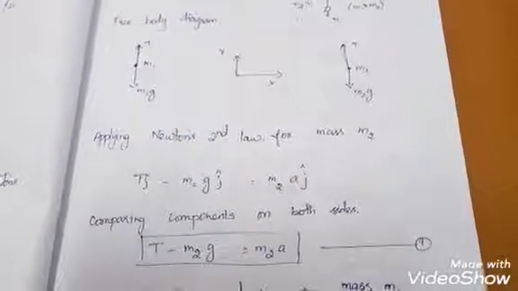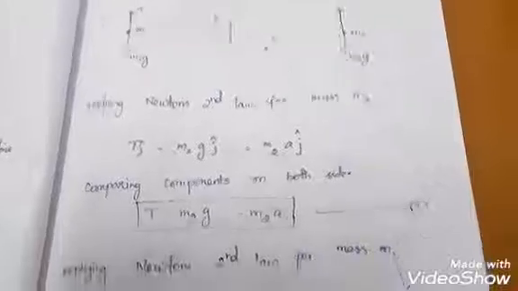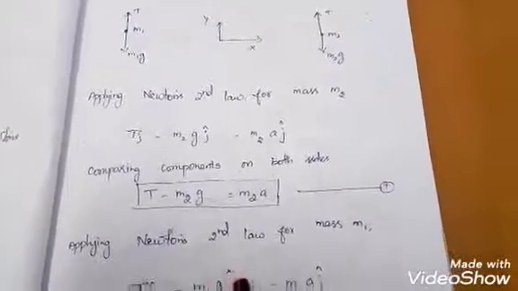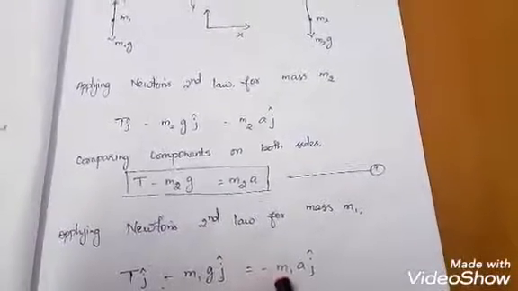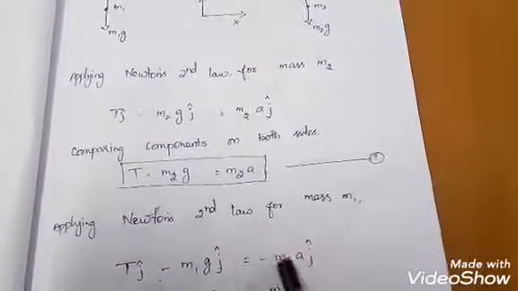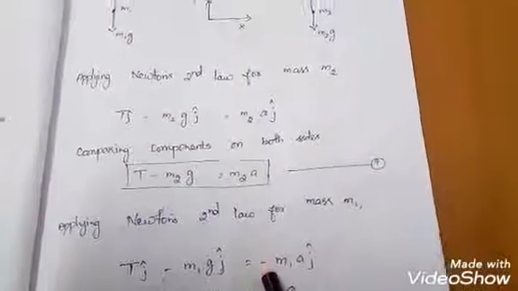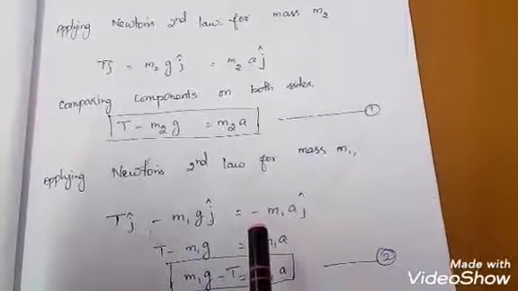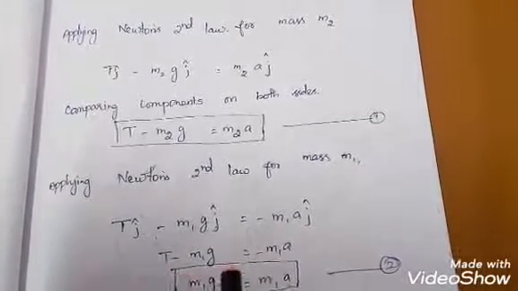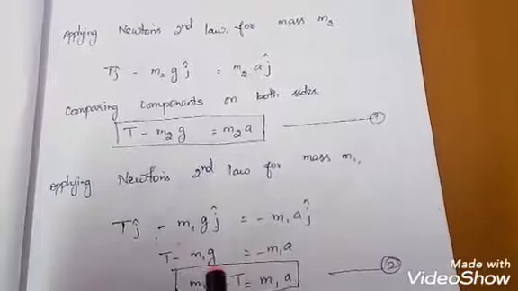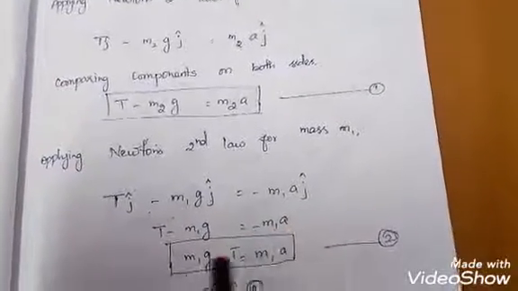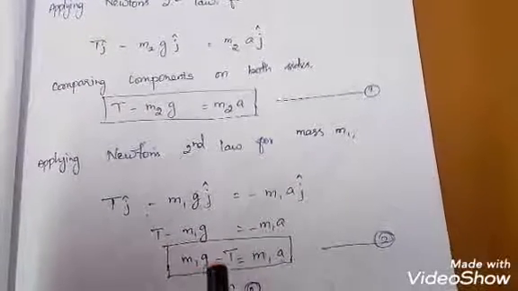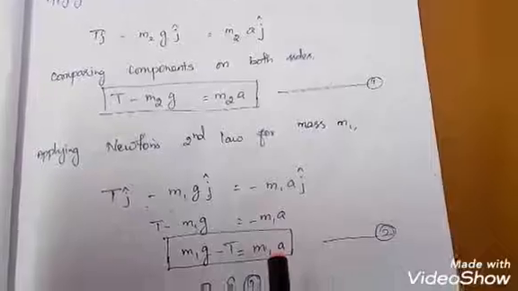The tension is in the upward direction and m1g is in the downward direction. Now we apply Tj cap minus m1g equals minus m1a j cap. Here we use the negative sign because acceleration is in the downward direction. So we compare the components and neglect the j term, and T minus m1g equals minus m1a, and we interchange the negative, and then m1g minus T equals m1a.